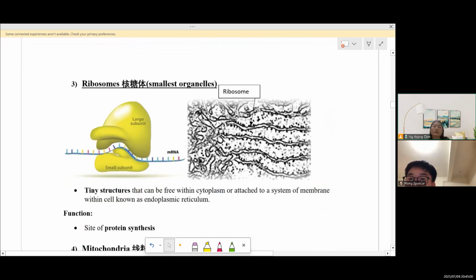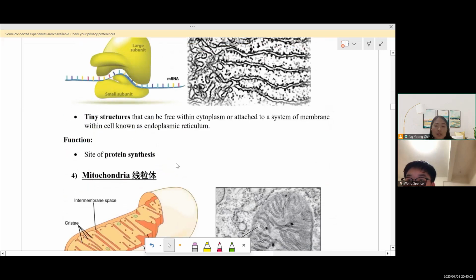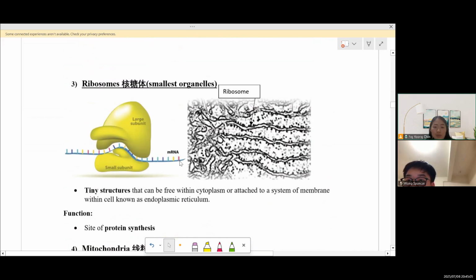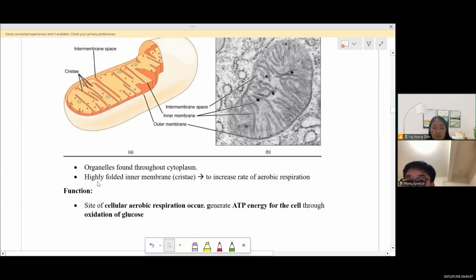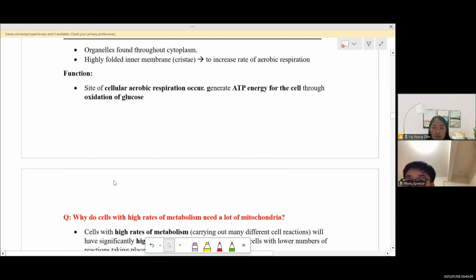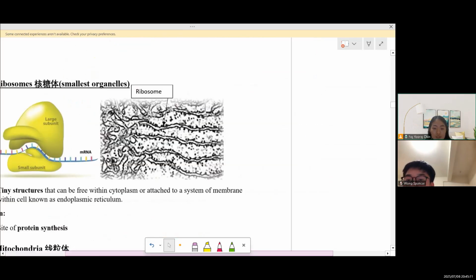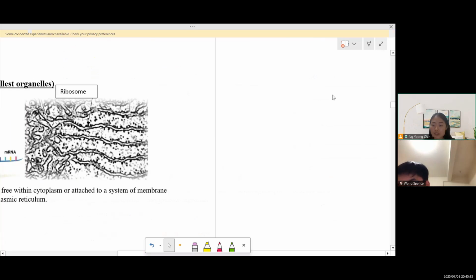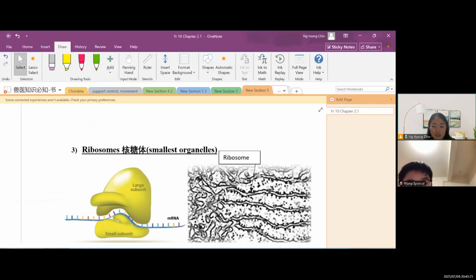Now we talk about the ribosome. What is the ribosome? The ribosome is the smallest organelle. Sorry, I forgot to show a picture. I should show this picture of the protein production process. Give me a few seconds, I will find the picture for you. It helps us understand better how our cell is able to produce proteins.